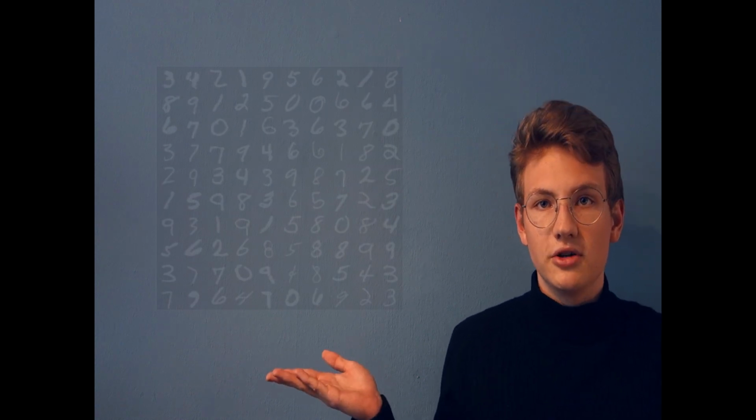I'm Henry Rotte and I'm going to be presenting my project for Schweizer Jugend forscht. I worked on generative adversarial networks, which are a type of AI that is used to generate images. For example, we might want to generate images of handwritten digits like the ones you can see here.